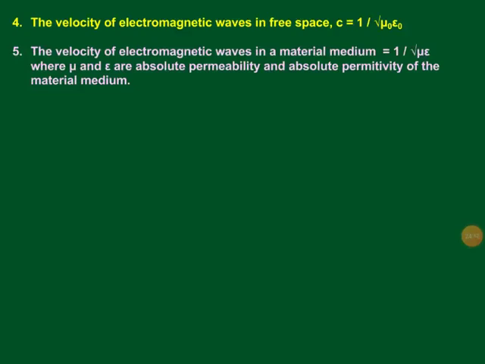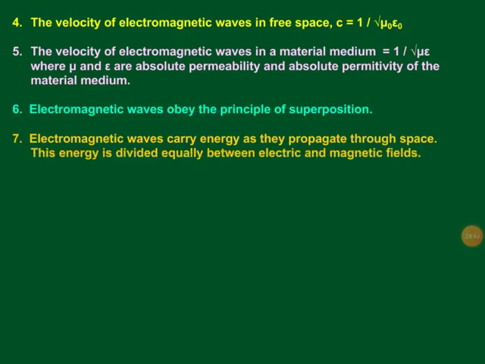Now, as this electromagnetic wave is a wave, it should obey the principle of superposition. Got it? Now, electromagnetic waves carry energy as they propagate through space. We know that when a wave is propagating, it always possesses energy while it is in propagation. Likewise, electromagnetic waves also carry energy as they propagate through space. The energy is divided equally between the electric and the magnetic field, perpendicular to each other.